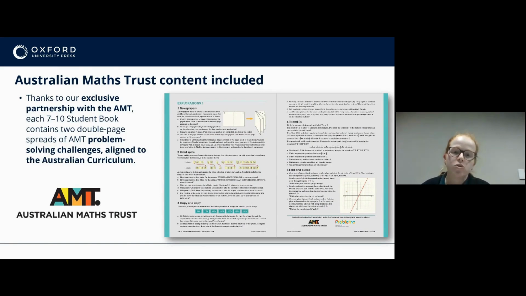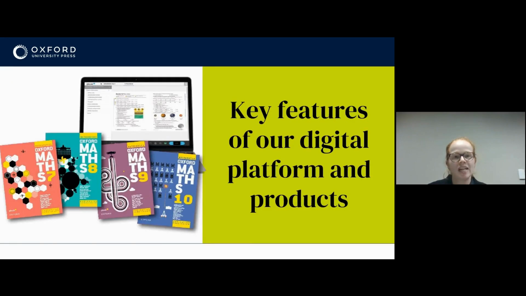Each textbook includes 2 spreads, so that's 4 pages in total of questions developed by the Australian Maths Trust, and these are best described as low floor, high ceiling questions, where all of your students will be able to make a start and understand the start of the question, but it's a real challenge to get to the end, and students will need to work together to solve these questions. So that's the print book.